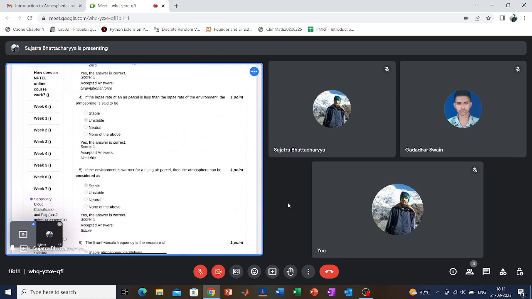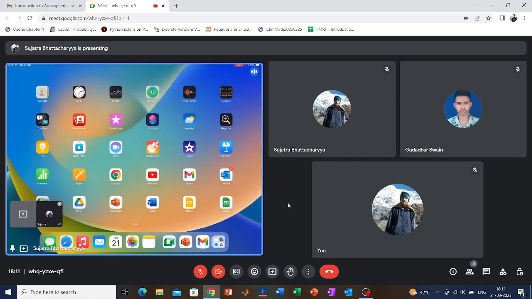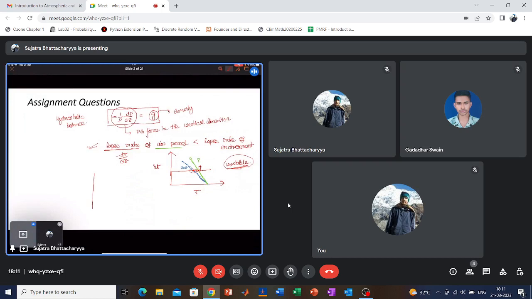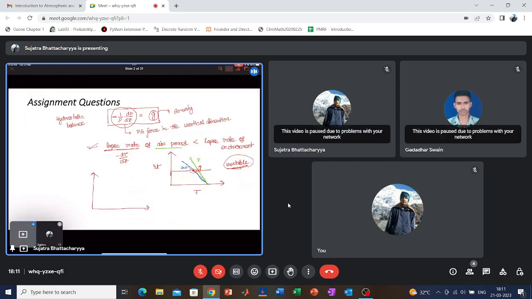Fifth question is, if the environment is warmer for a rising air parcel, then atmosphere can be considered as similar to that particular thing. Now the opposite thing is given, that is environment is said to be warmer.